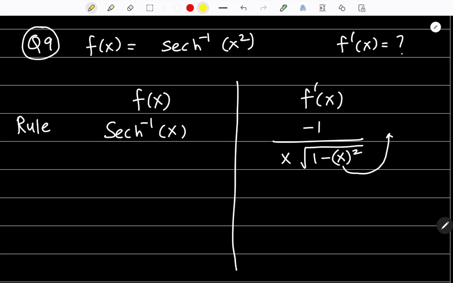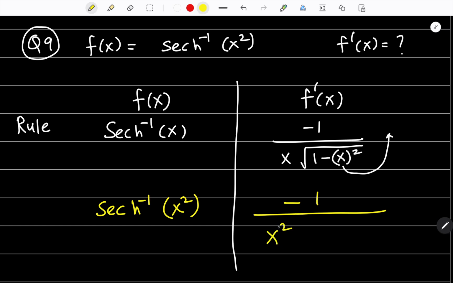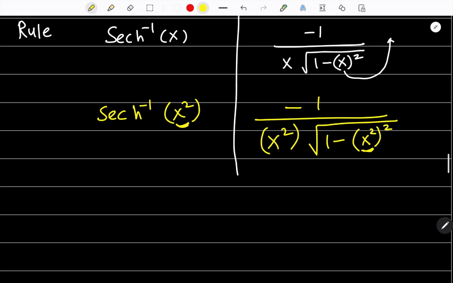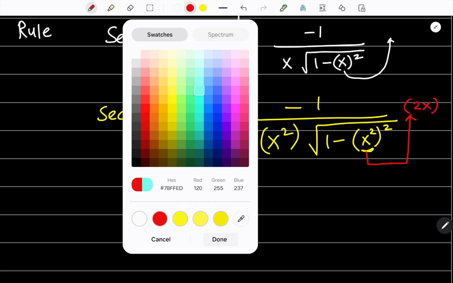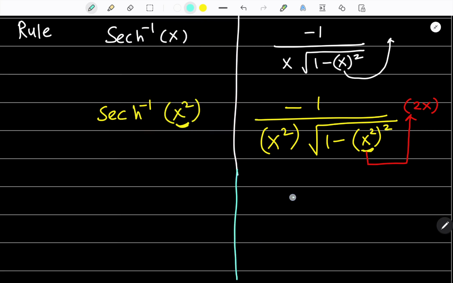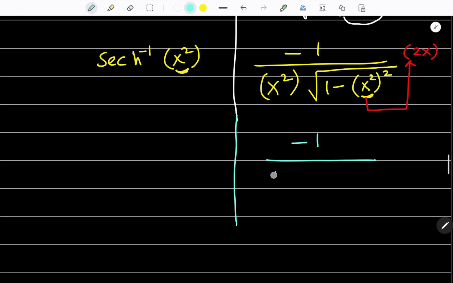Okay, so what is your question? Your question is secant hyperbolic inverse x square. So what will be your answer? Minus 1 divided by, your x square here no change, and here you should use the bracket x square the square. The same thing you have to put it here. After that, don't forget, you need to do the derivative of x square. What is the derivative of x square? 2x. Okay. Derivative of x square is what? 2x. Right.